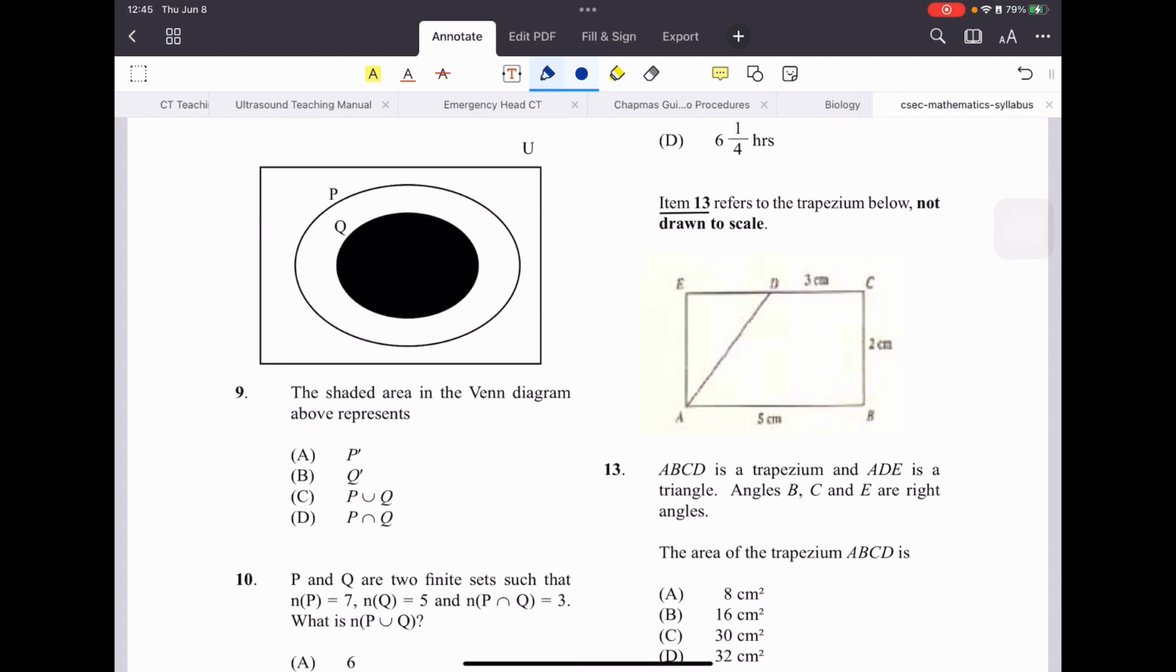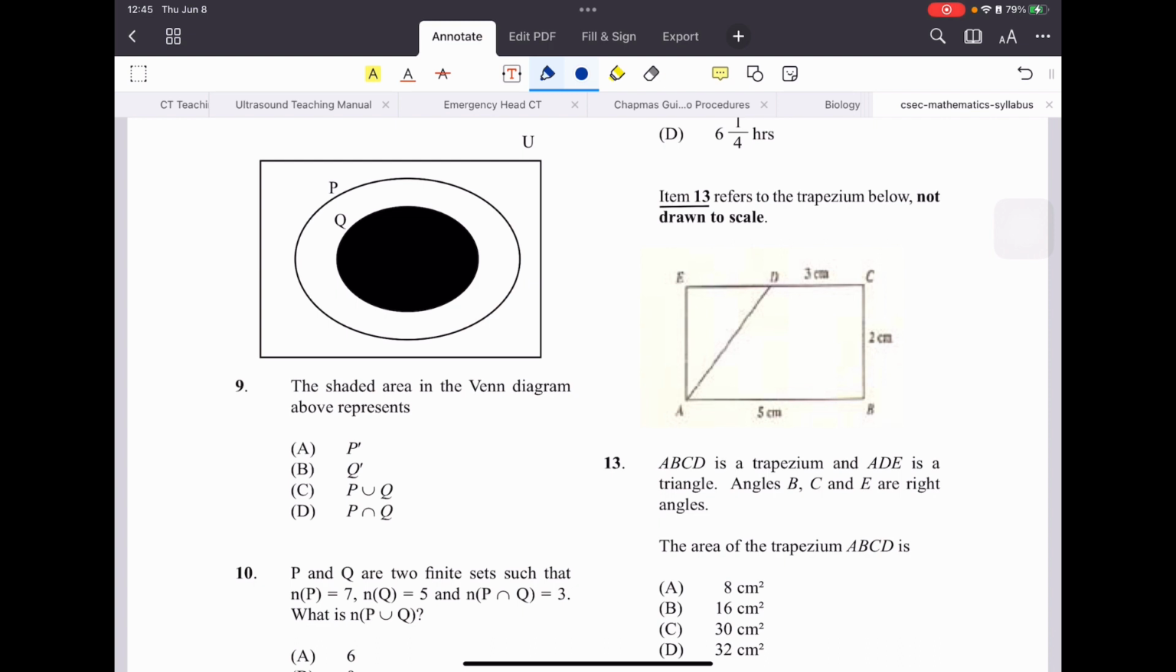Item 9 refers to the Venn diagram below. We can see here that we have P, which is a big circle, and Q is within P. So by definition, Q is a subset of P. However, they don't have that answer there, so they want you to interpret it as something else.